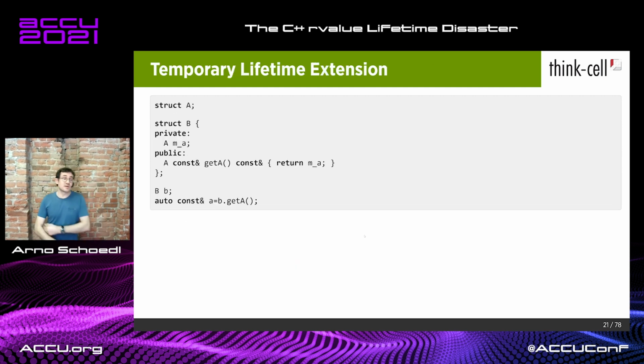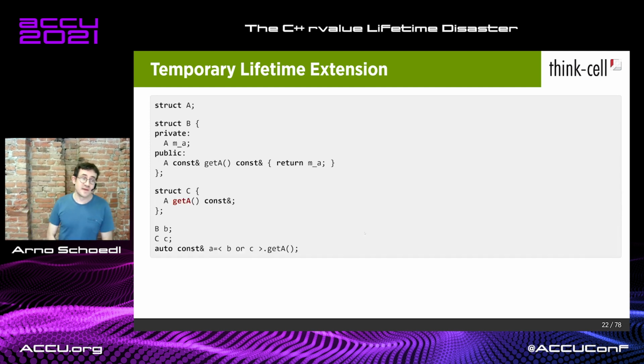Okay, let's talk about something else. Here we have an A again, and that's embedded in a structure B, and the A is returned by an accessor as a const lvalue reference. And we write code below. We have a B, and the auto const reference A is B.get A. And everything is quite normal. So you return a const lvalue reference, and the variable A, where that's assigned to, is also a const lvalue reference. So nothing unusual.